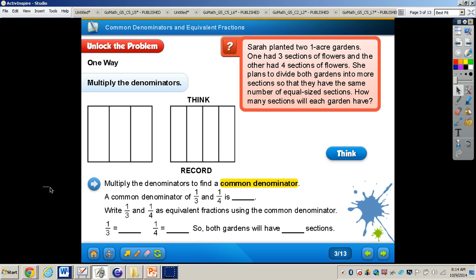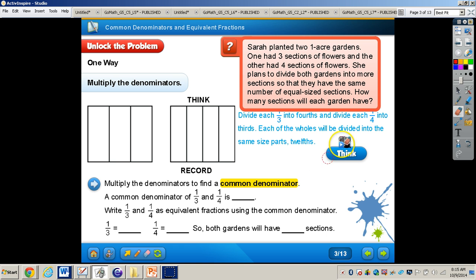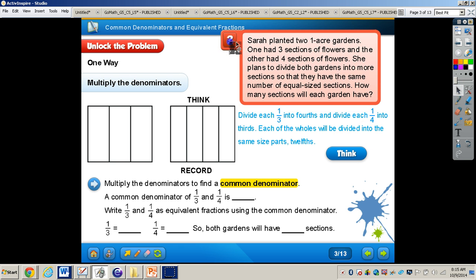Now, you can use a common denominator or a common multiple of 2 or more denominators to write fractions that have the same part of a whole. Okay, so what we have here are the fractions of 1/3 and 1/4. So what we need to do is figure out how to get a common denominator for both of these. Okay, so what we need to think about is that we need to divide each 1/3 into fourths and divide each 1/4 into thirds.